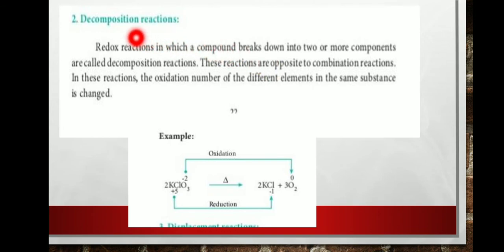Next, decomposition reaction. Redox reaction in which a compound breaks down into 2 or more components are called decomposition reactions. These reactions are opposite to combination reactions. In this reaction, the oxidation number of the different elements in the same substance is changed. For example, KClO3. Chlorine oxidation number plus 5, oxygen oxidation number minus 2, converted into 2KCl plus 3O2.